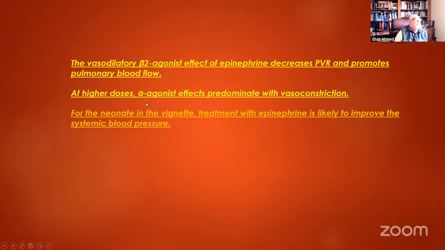At low doses, the vasodilator beta-2 agonist effect of epinephrine decreases peripheral vascular resistance and promotes pulmonary blood flow. At higher doses, alpha agonist effects predominate with vasoconstriction, which we don't need at this point. For the neonate in the vignette, treatment with epinephrine is likely to improve systemic blood pressure.